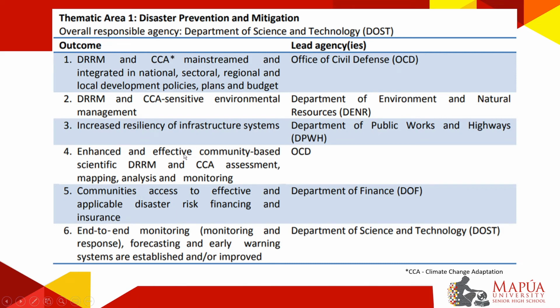For the enhanced and effective community-based scientific DRRM and CCA assessment, mapping, analysis, and monitoring, again, the Office of Civil Defense is also the one responsible. For assessing, financing, and insurance in communities affected by disasters, the Department of Finance is the one who is responsible. And for the monitoring, forecasting, and early warning systems, of course, the DOST is the one responsible, which you can see in the PAGASA website, which we've also explored earlier in the hydrometeorological hazards.